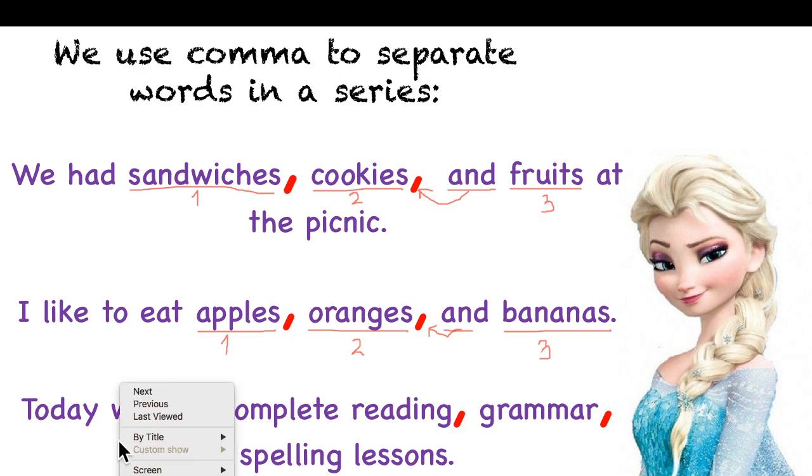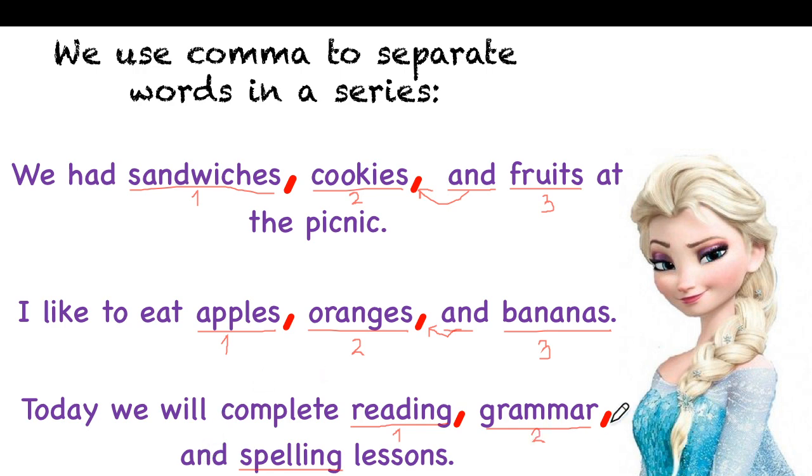Today we will complete reading, grammar, and spelling lessons. We are talking about 3 different kinds of lessons. We're talking about reading lesson, about grammar lesson, and we're talking about spelling lesson, right? These are the words in the series. Reading is the first one, so I will put the comma after it. Grammar is the second one. That means I will put comma after it. And spelling is the third one, but there will be no more comma. The comma is right before and.